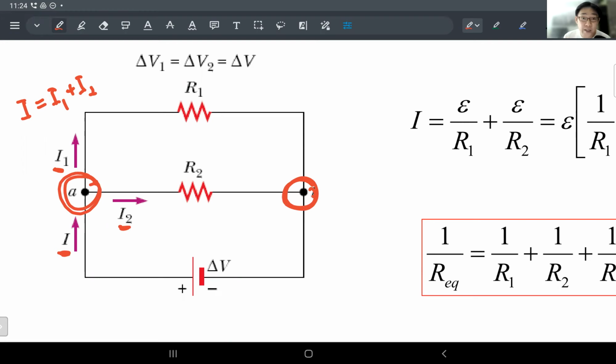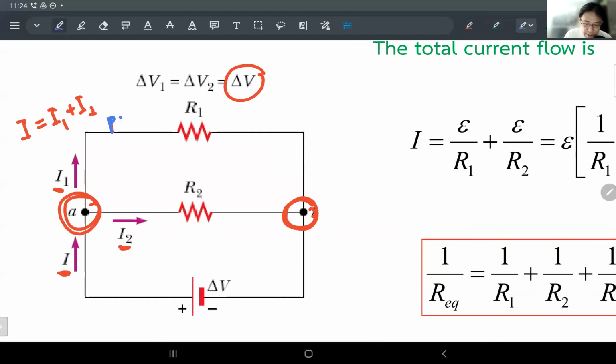However, the calculation is simple. Because they're sharing the terminals, the potential across those resistors must be the same, right? Remember, it's path independent. So you can call this path number 1 and this path number 2. But it doesn't matter because the potential difference stays exactly the same.